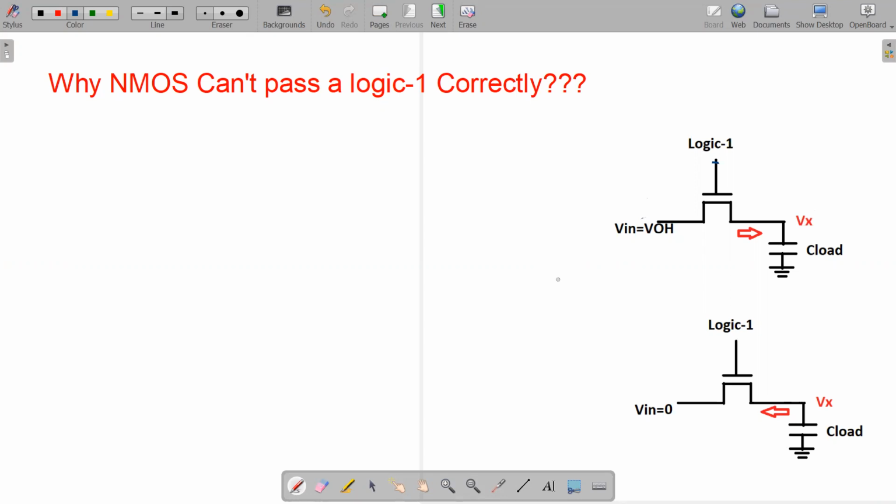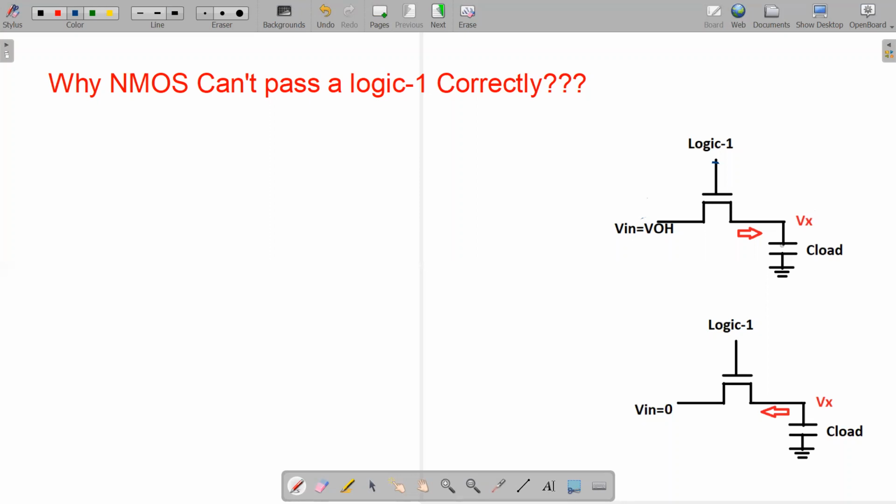In this example, I will show you the NMOS transistor, the passing of logic 1 and logic 0 for the NMOS transistor, and what problems we can face. You can apply the same strategy for a PMOS transistor, and you will get the conclusion whether PMOS can pass logic 1 correctly or it can pass logic 0 correctly. So let us start from the NMOS transistor.